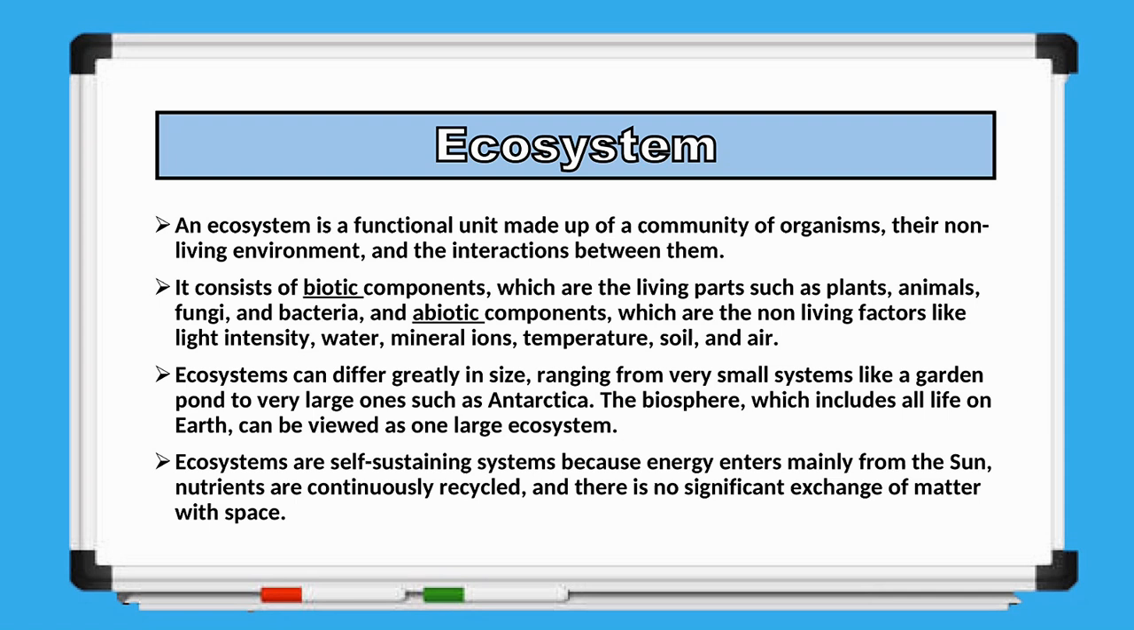The living components, also known as biotic factors, include plants, animals, fungi, and bacteria. The non-living components, called abiotic factors, include light intensity, water, air, soil, mineral ions, and temperature. These biotic and abiotic components constantly interact with one another, allowing organisms to survive, grow, and reproduce.